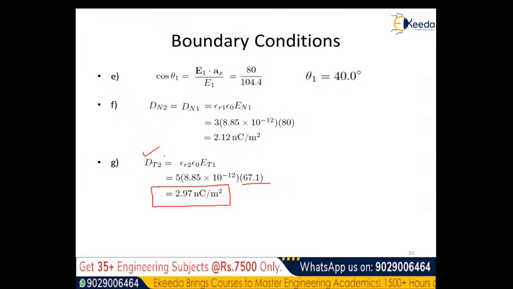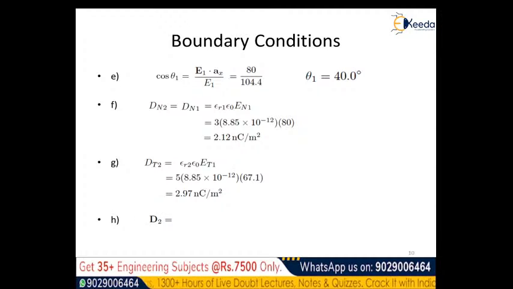Now in part H, we are required to compute D2. So D2 is the complete electric flux density vector quantity in region 2. So if we add the normal component and the tangential component, it will be the resultant vector quantity here. But we don't have directly the Dt1, Dt2 and Et2 here.